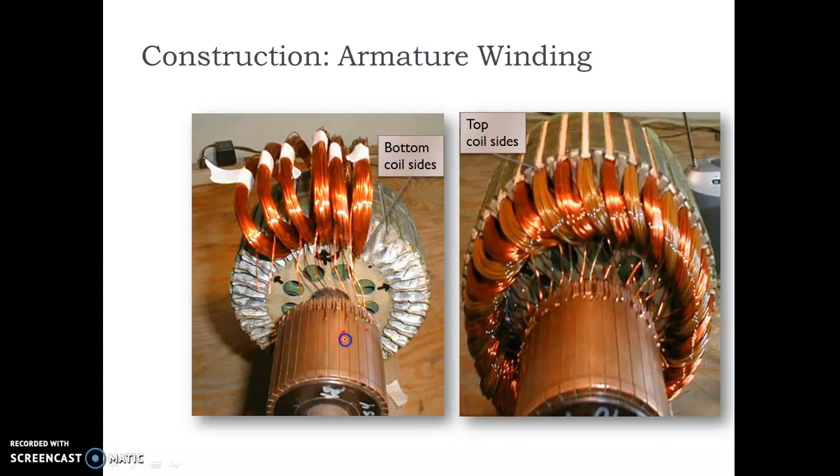This is called the commutator part, which is connected through these coils. You see here all coil ends are connected to it, and this part is called the top coil side. You can put the windings inside these slots, and one end is taken outside and connected here. So this portion is called the armature winding.